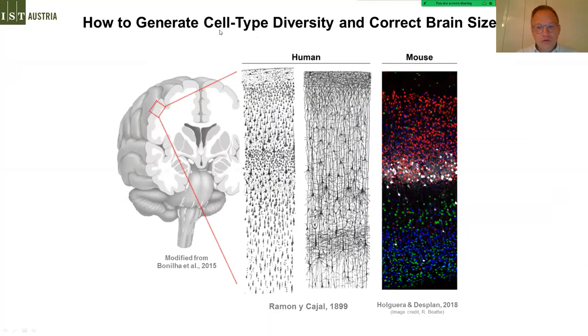I mean, even 100 years ago, Ramón y Cajal noticed when he applied his famous Golgi stain that not all the cells actually look the same. There are bigger ones, there are smaller ones. Of course, there's different projection patterns.